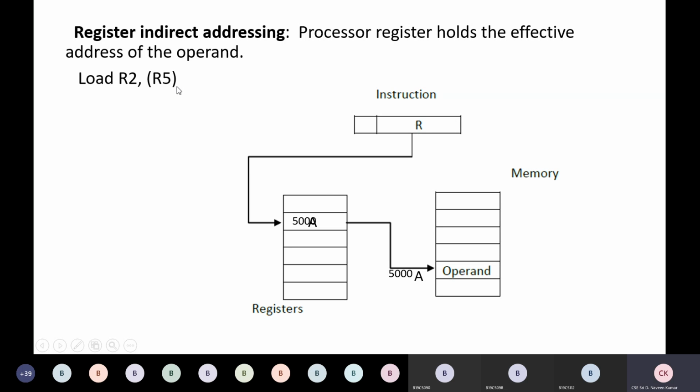So when I keep R5 in brackets, then R5 will be pointing to the R5 register. In this R5 register, I have the address 5000. So it's an indirect addressing. That's why I need to search where 5000 is in the main memory. So this is main memory. This one is the processor registers: R0, R1, R2, R3, and so on, and here is R5. R5 consists of 5000 and I need to check where the 5000 is.